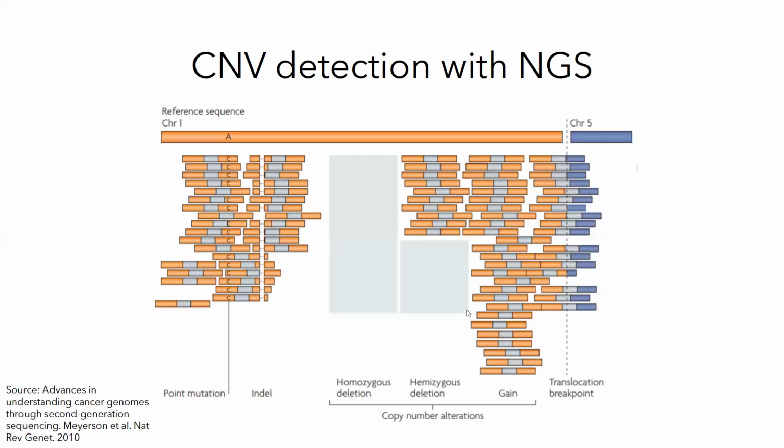So with the development of next generation sequencing, we have found more ways to detect structural variation. For example, we can detect it in a similar manner as with SNP arrays, but instead of comparing the SNPs, we can compare the coverage in the disease and the normal samples. So in this example, we have a homozygous deletion, a hemizygous deletion. This is the normal here, and here we have gain.